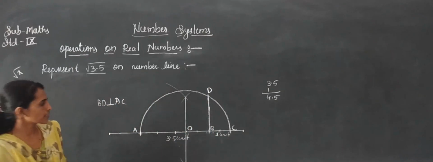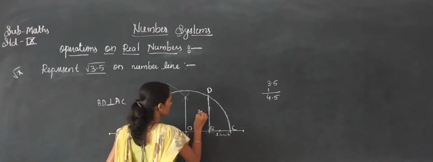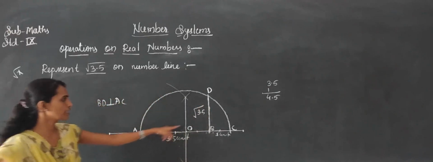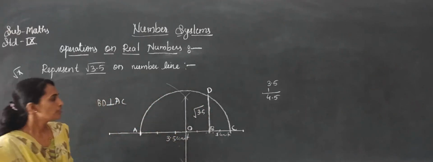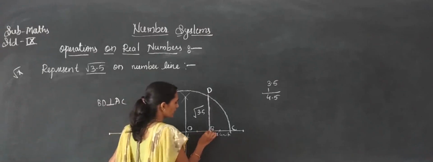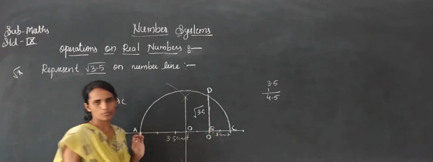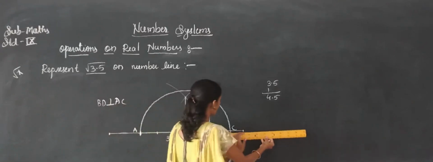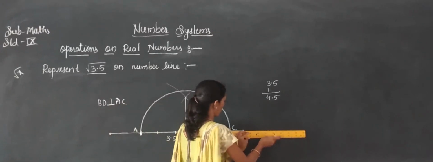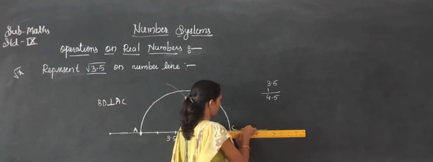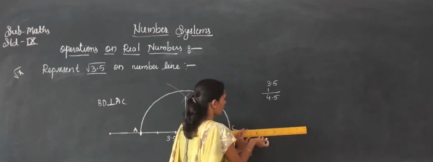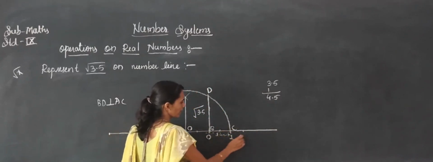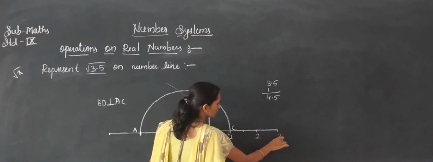So whatever the distance is there now, it will become root 3.5. So here we have taken this as root 3.5. Then where you draw now, you have to consider this as a center point, and extend this line. Okay, so 0 here to here, this is 1, and here to here it will become 2, and here to here it will become 3.